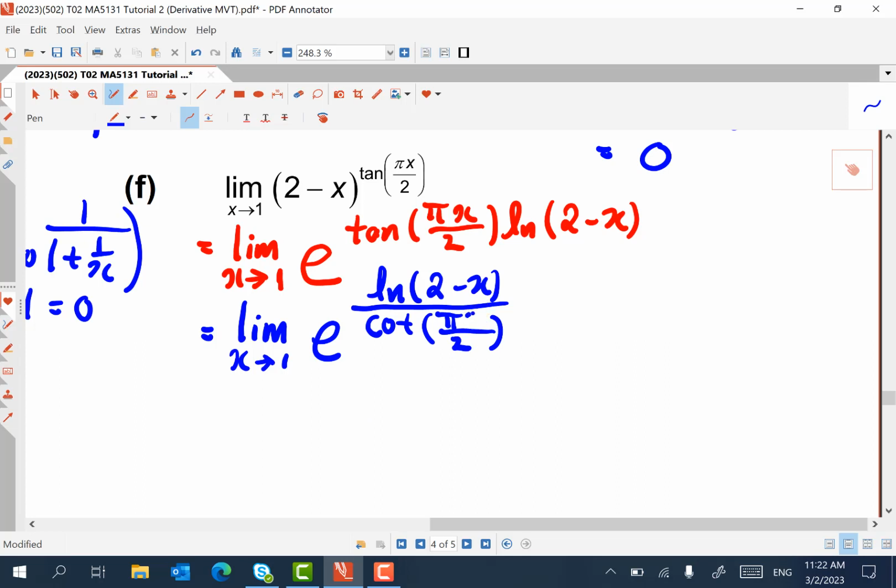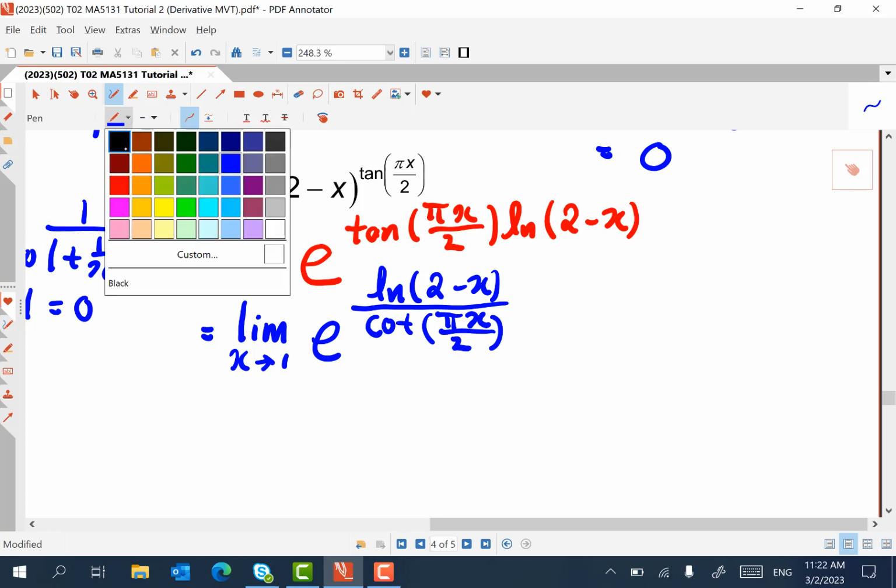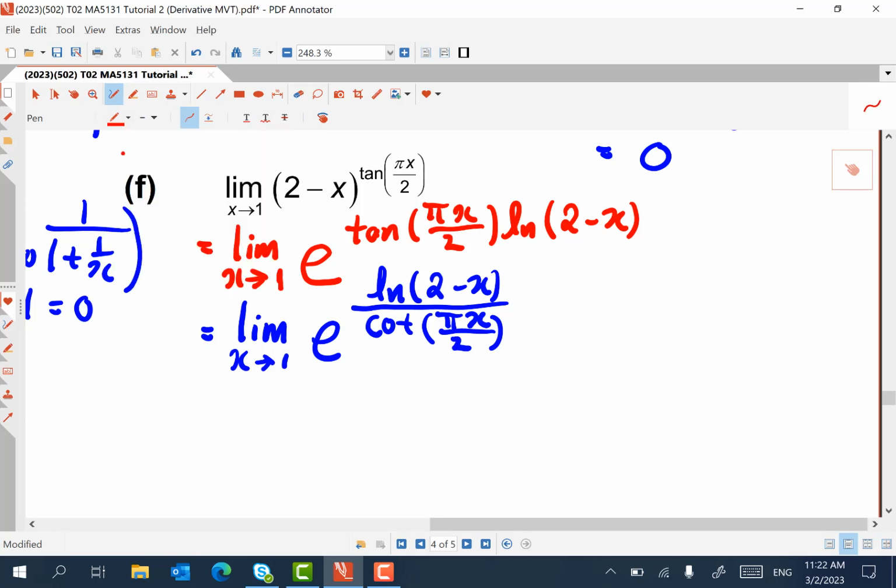So now the condition favors the use of L'Hopital's rule, Ting Wei, because when x goes towards 1, you get negative infinity and infinity. I'm talking nonsense. I'm talking about 0 and 0. Because when x goes towards 1, this will be 0 and this will be 0. So you now apply L'Hopital's rule to the power. How do we differentiate cotangent as well? Differentiating cotangent gives minus cosecant squared.